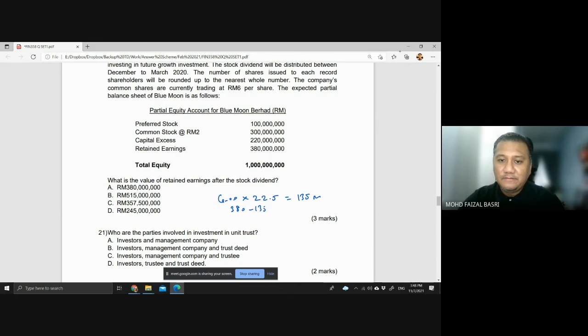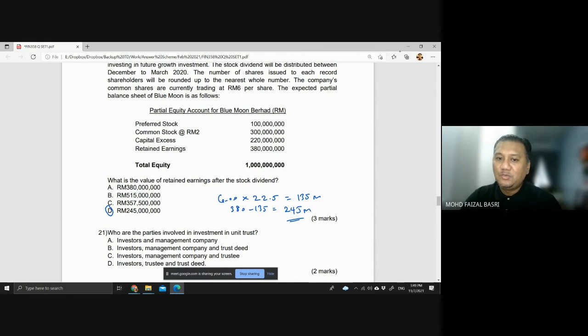minus 135. So 245 million. Okay, so this is our new retain earning. So the value of retain earning after stock dividend akan reduce from 380 drop to 245. So it will be here.